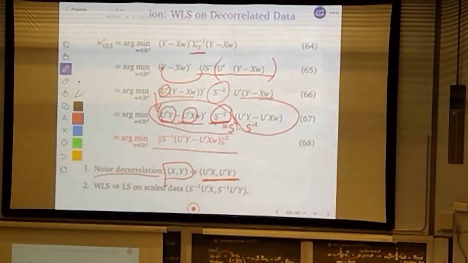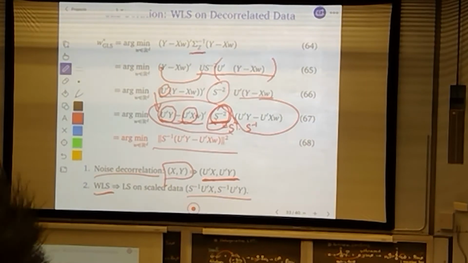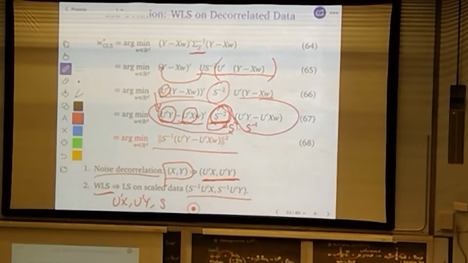And then the second step is we still have the S minus 2 to take care of, and that's just weighted least squares on this data: weighted least squares on U transpose X and U transpose Y, with the weights given by S. And that, as we have learned, is simply least squares on scaled data. Okay?